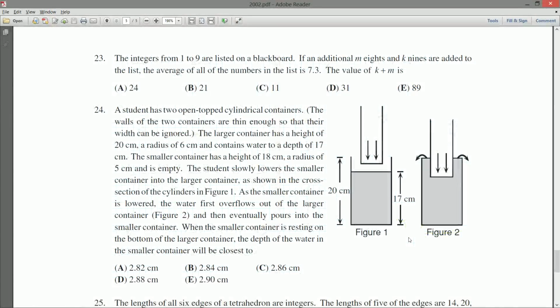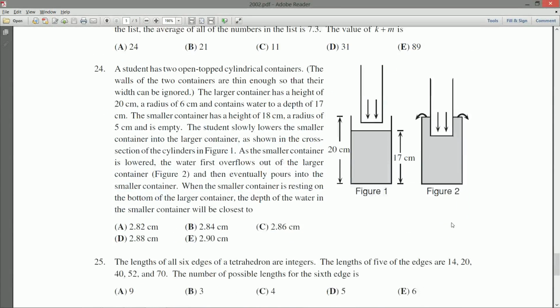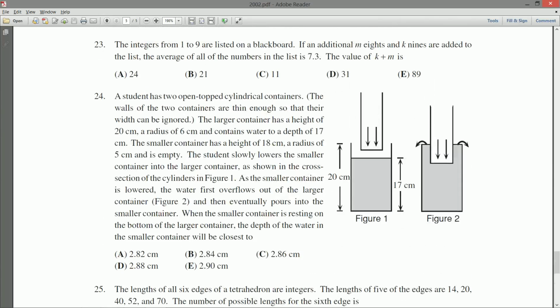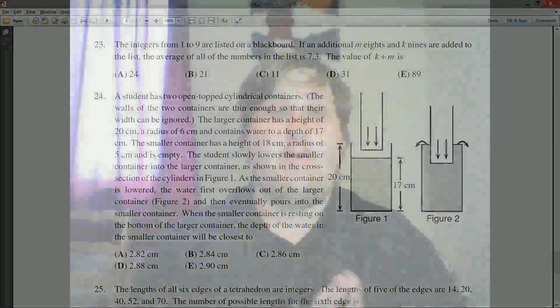So that finishes off question number 23. We still have questions number 24 and 25 to go. We're going to take a look at question number 24 in the next video.